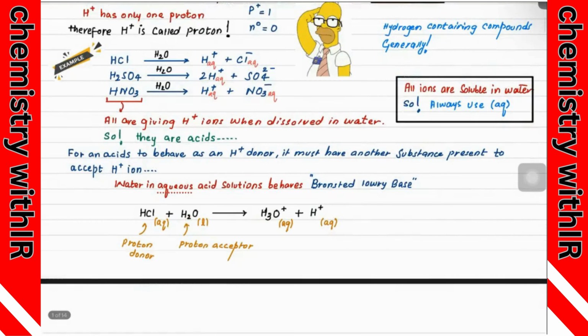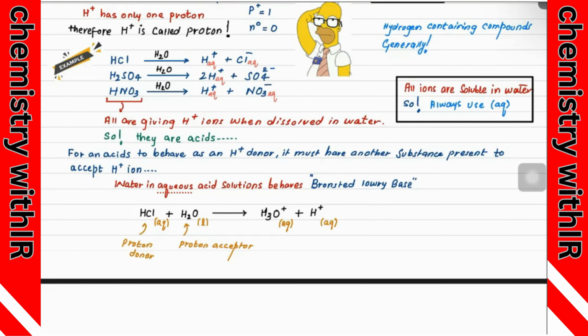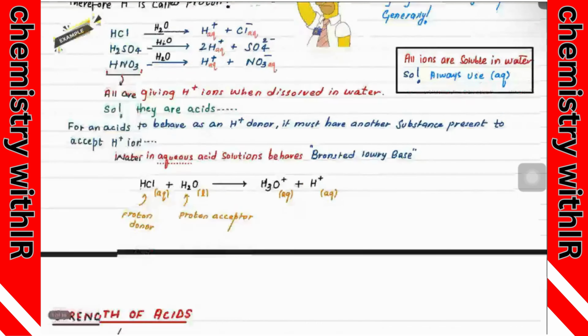We have a lot of acids, but a few of them are HCl, H2SO4, and HNO3. They are famous acids, and they all are going to give protons. Some acids give one proton, some give two protons, some give three protons, but not more than three. Remember, H3PO4, which is called phosphoric acid, is the acid which is going to give three protons.